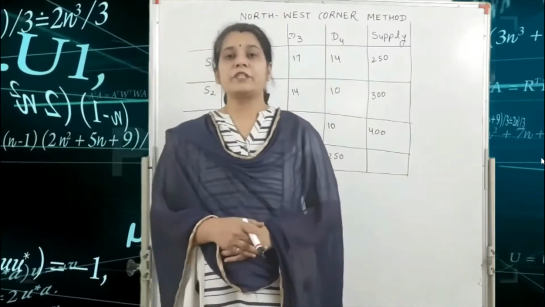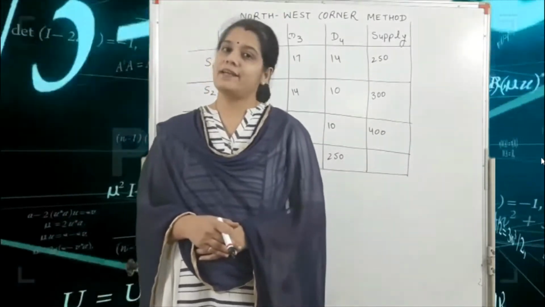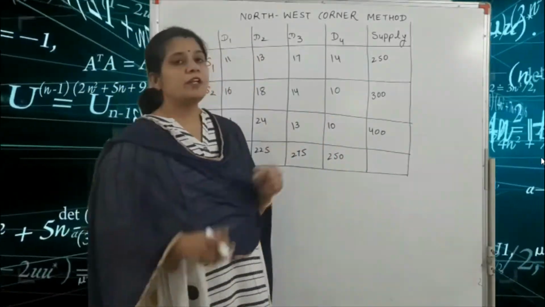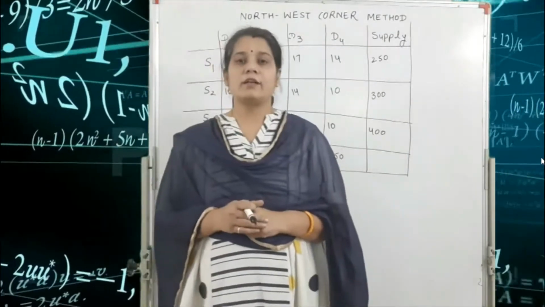Today I am going to take a lecture of Operation Research, chapter number 2, Transportation and Assignment. This is the example of the transportation problem, and the method is the northwest corner method.